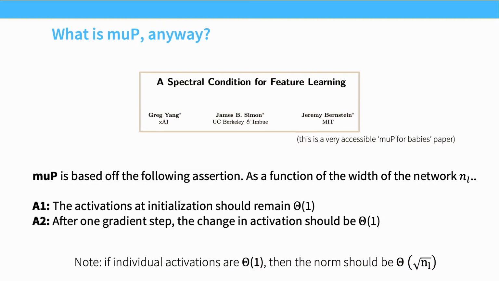Okay, so these two are the invariants. They make sense. They're basically saying the activations and the change in the activations should remain roughly similar as a function of the width of the network. Note that I'm going to sometimes go back and forth between individual activations and the norm. If each activation is roughly O of 1, the norm of the whole activation vector should be the square root of the number of hidden units in that layer.